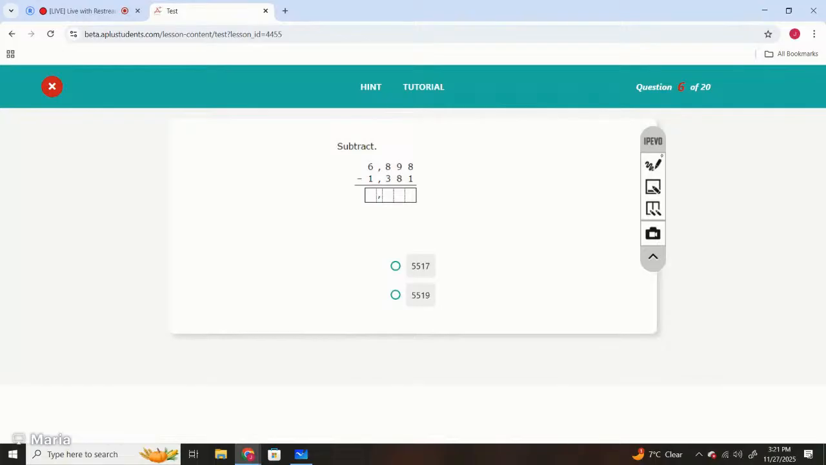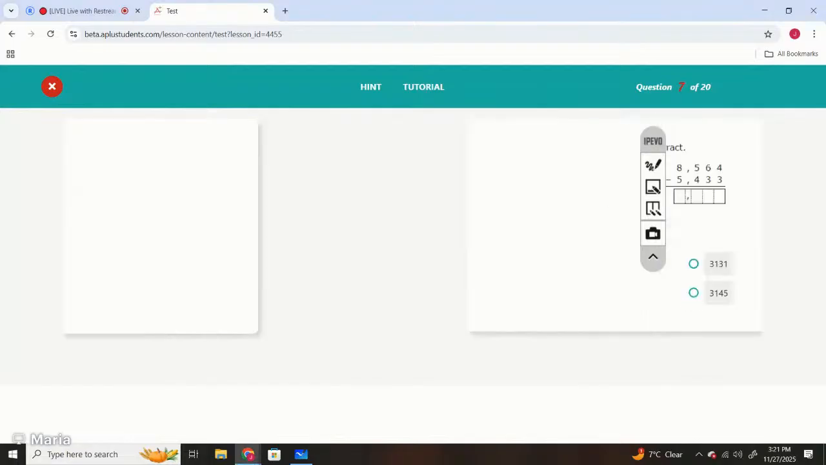8 take away 1 is 7. 9 take away 8 is 1. 8 take away 3 is 5 and 6 take away 1 is 5. That is 5517. Option number 1 is the correct option.